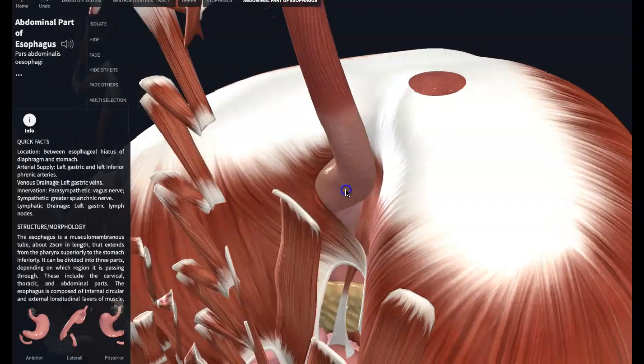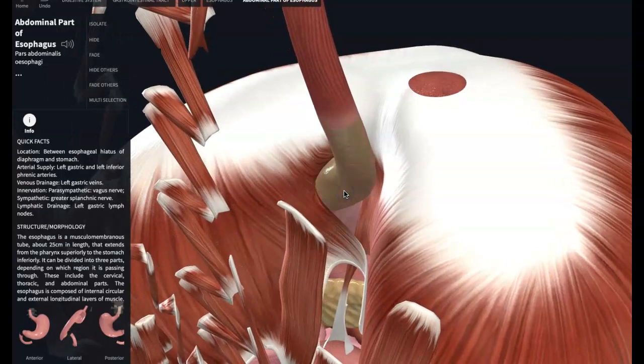This is also the site of occasionally what's called a hiatal hernia, which is where the superior portion of the stomach pushes up through the hiatus in the diaphragm and into the thoracic cavity. That can also worsen acid reflux.